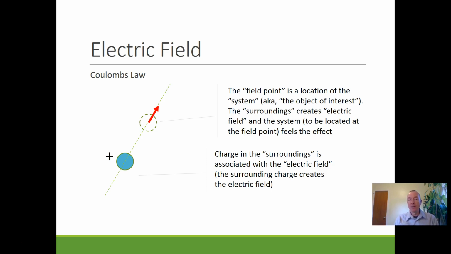So in our mind, the concept of electric field is that even with the object missing, you can speak of the field point, a place where the object will be, or is or will be, and the surroundings being the source of electric field. All right, that's not unlike how we treat the weight of an object, mg, where the mass is the mass of the object and little g is the gravity field created by the Earth, which would be the surroundings. So field point, source point.